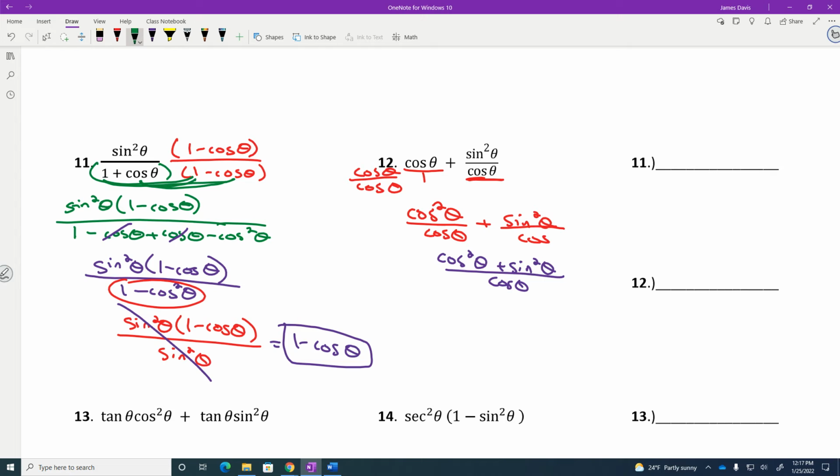Should recognize this one. This is like the main one, right? Pythagorean identity. Sine squared plus cosine squared. It's just 1 over cosine, and 1 over cosine is secant. And that is our answer.